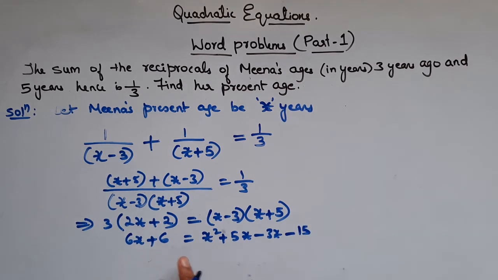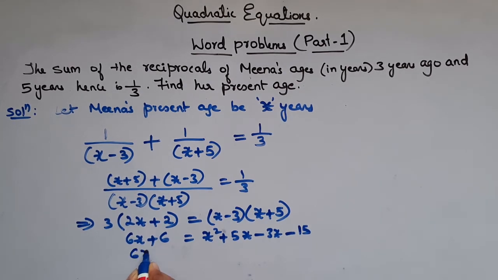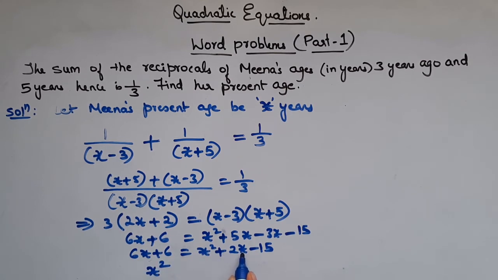So now let's further simplify. We have 6x plus 6, which is equal to x square plus 5x and minus 3x will give you plus 2x minus 15. Now let's write this in the standard form. Here x square plus 2x and minus 6x will give you minus 4x. So we have minus 15 and minus 6 will give you minus 21, which is equal to 0.